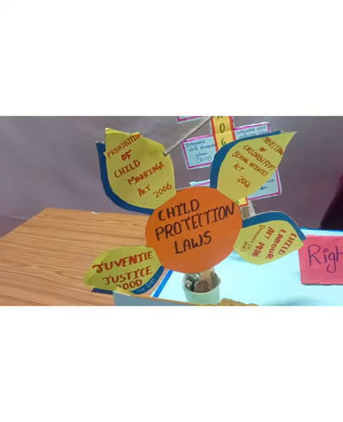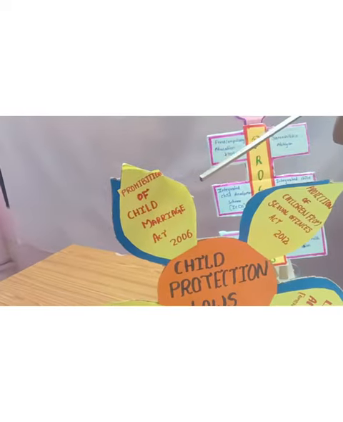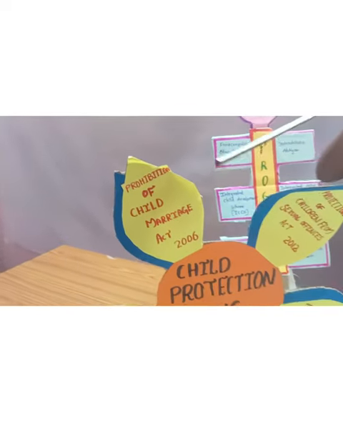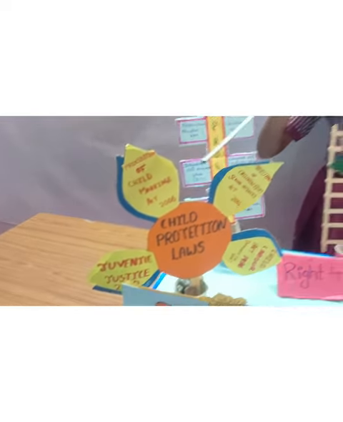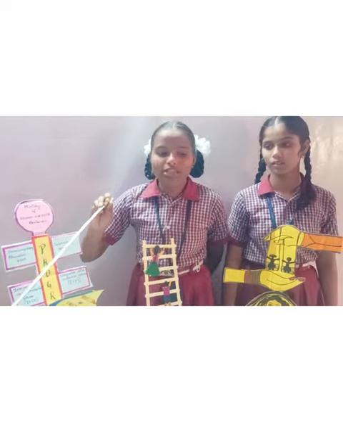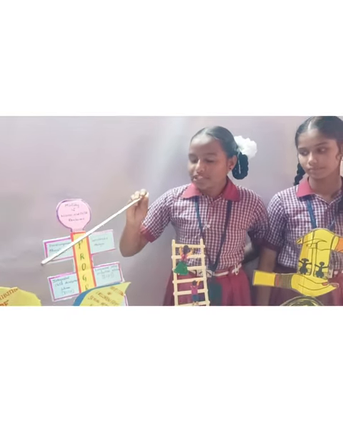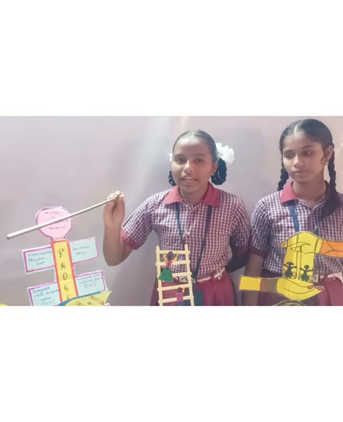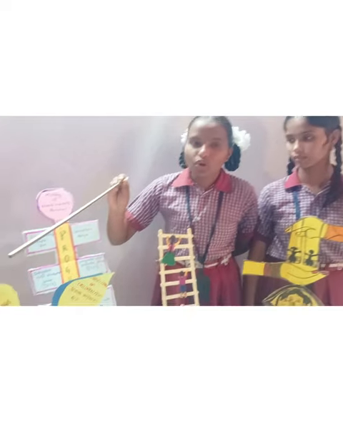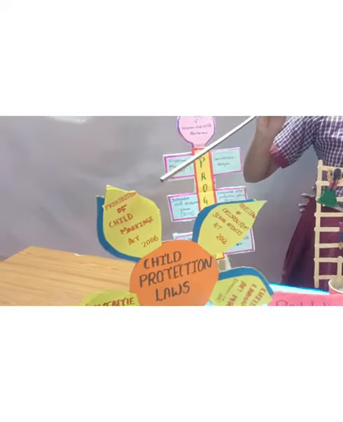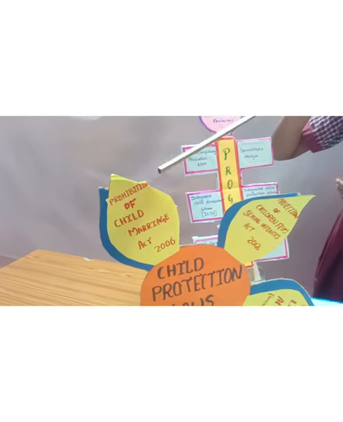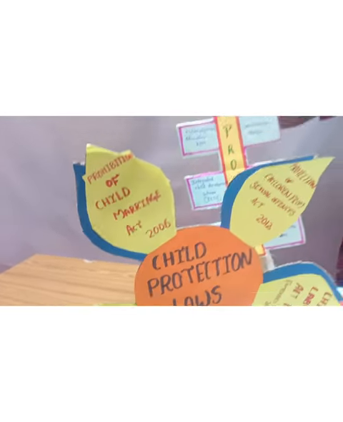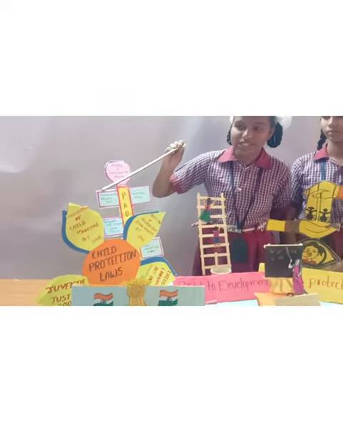Prohibition of Child Marriage Act. This act was introduced in 2006. We already know that compared to those days, these days are better, because in those days a small child was married to an adult. So compared to those days, these are more valuable days, because this act was introduced to avoid these kinds of situations.